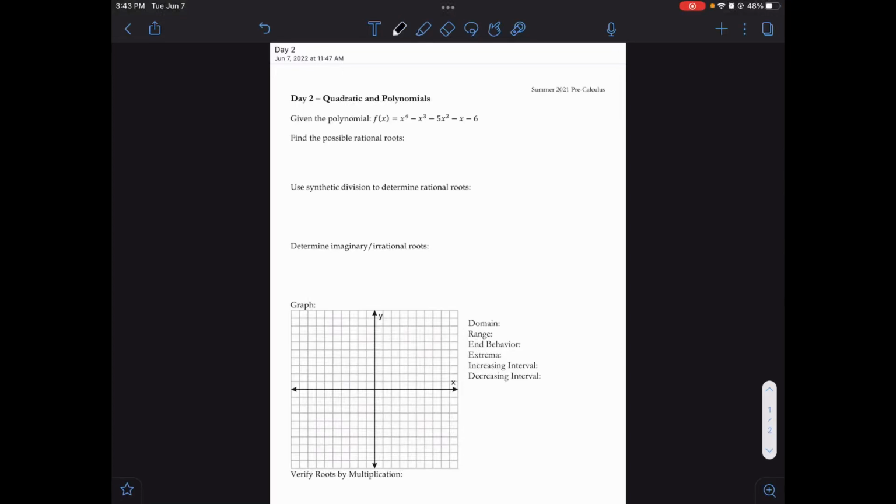Okay, so let's get started. Given the polynomial f of x is equal to x to the fourth minus x cubed minus 5x squared minus x minus 6, we have to find the possible rational roots.